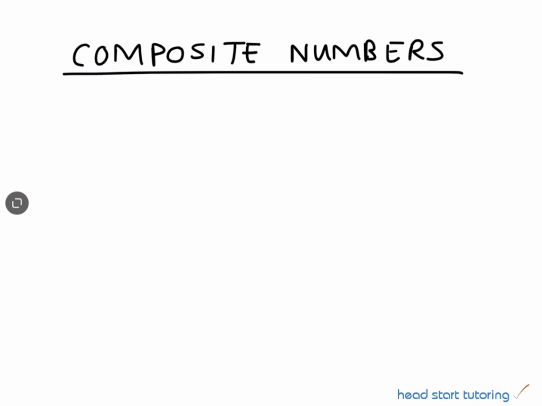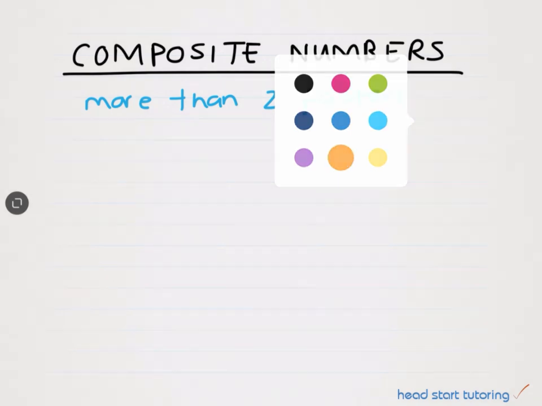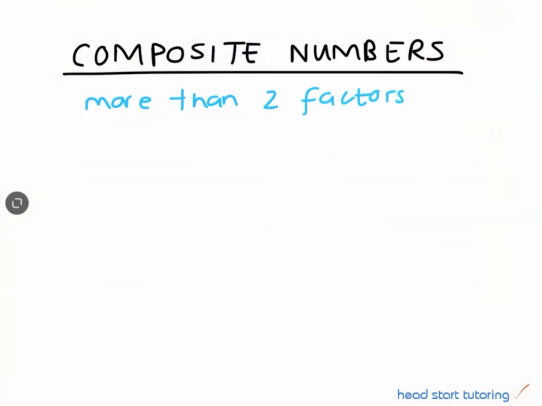We are now going to have a look at composite numbers. Composite numbers have more than 2 factors. So if we have a look at our first 5 composite numbers, we know that 4 is our first composite number because it is the first number that has more than 2 factors. The number 4 has exactly 3 factors, 1, 2, and 4.